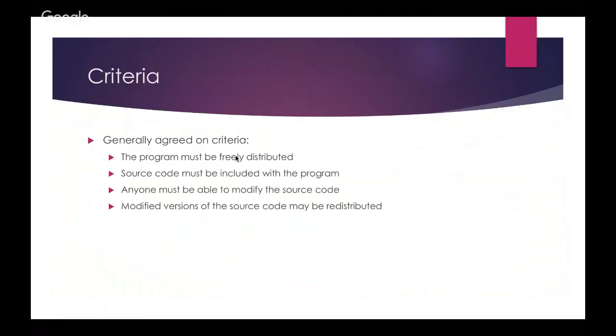Anyone must be able to modify the source code, so anybody who has obtained this program should not only be able to see the source code, but be able to change it in whatever way they want. And the modified versions of the source code may be redistributed. So once somebody changes the software by modifying the source code, they are able to redistribute this new software, and it can be for free or for money depending on the license.